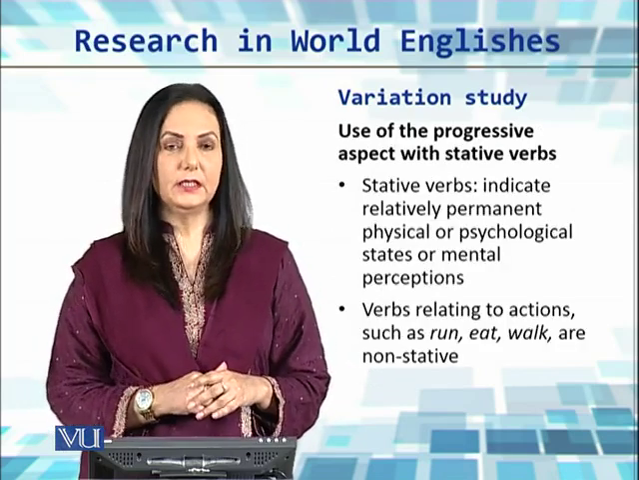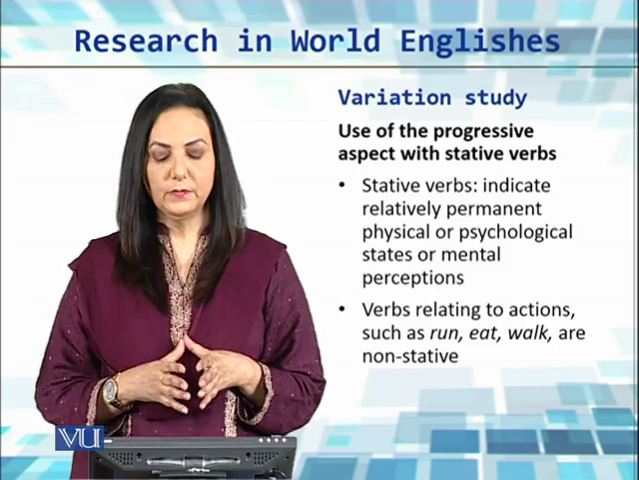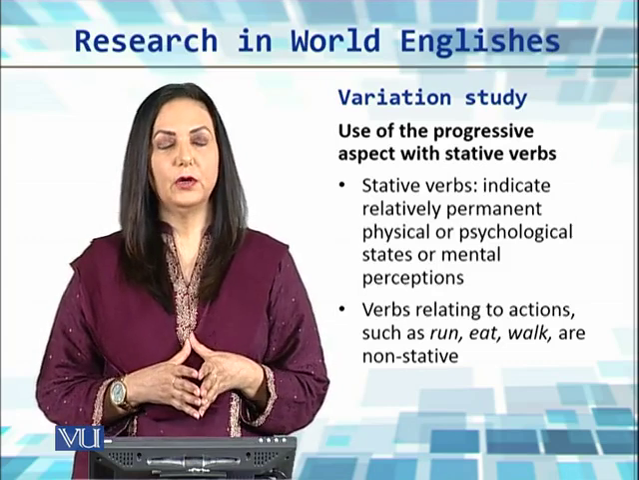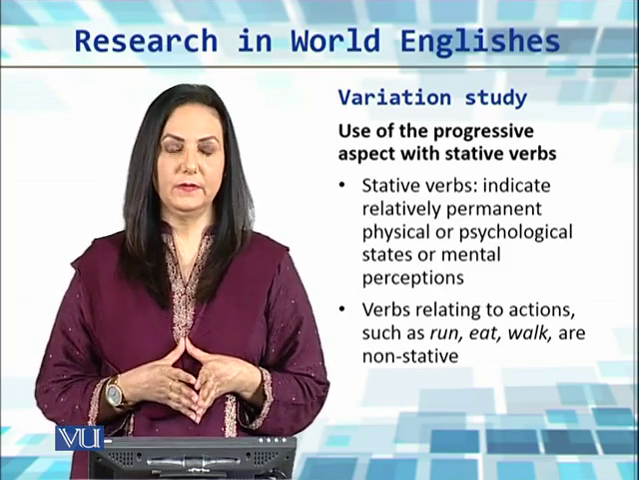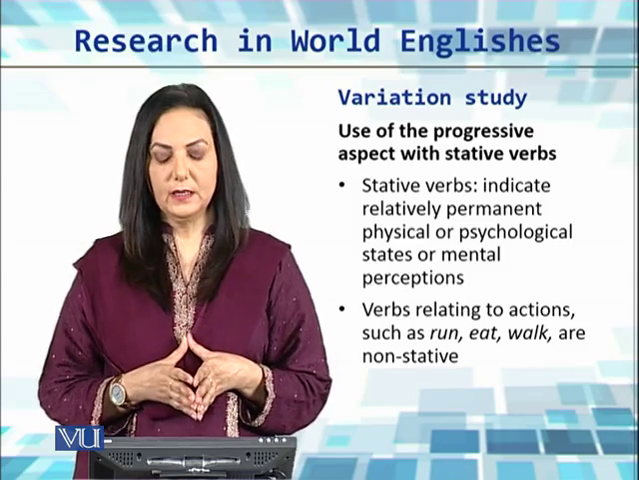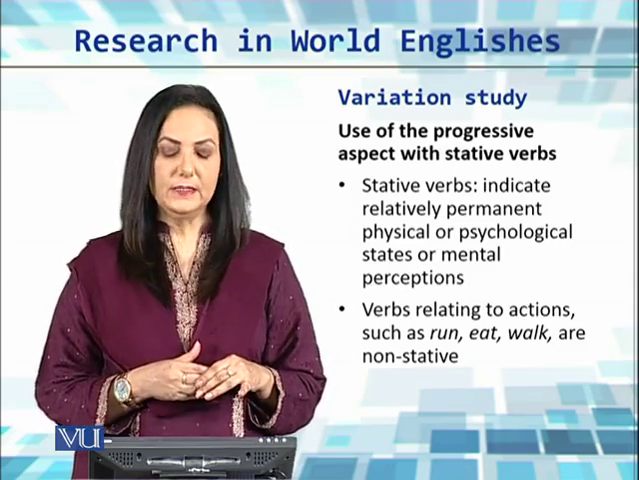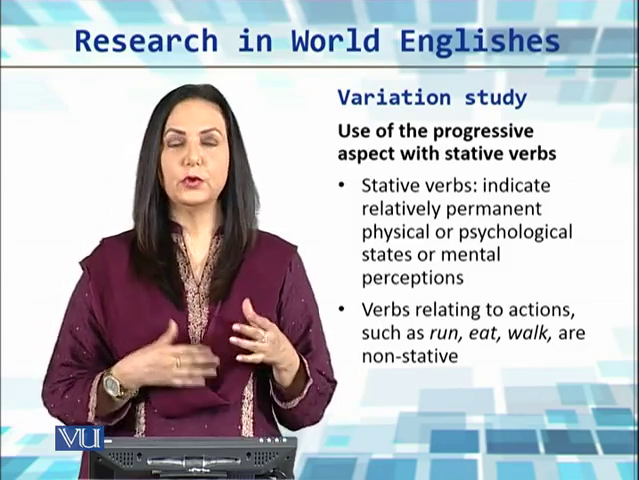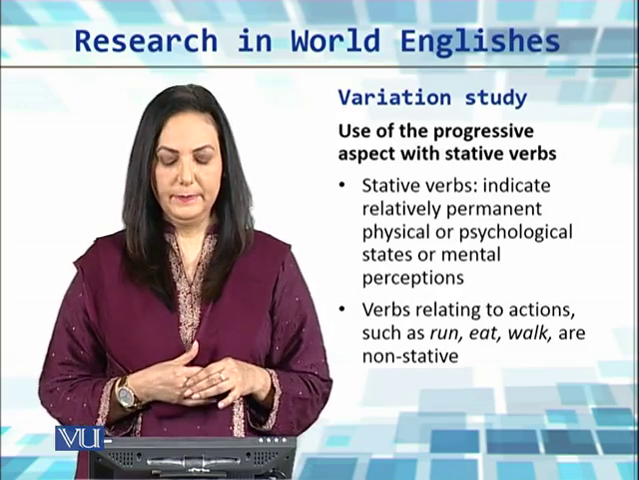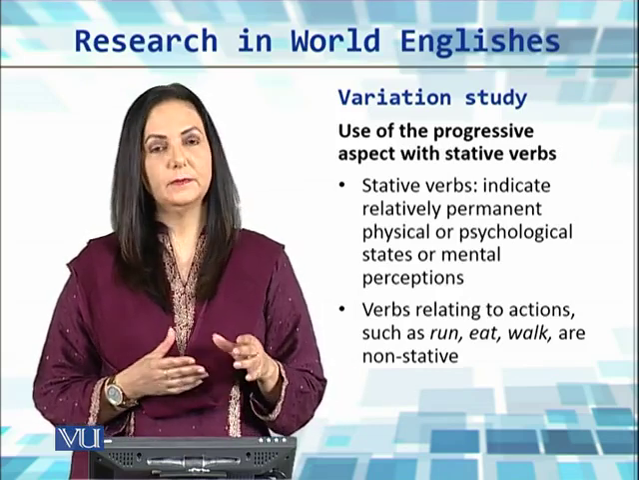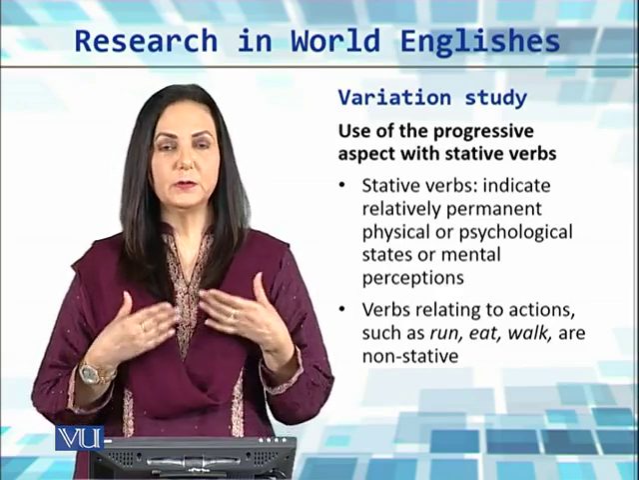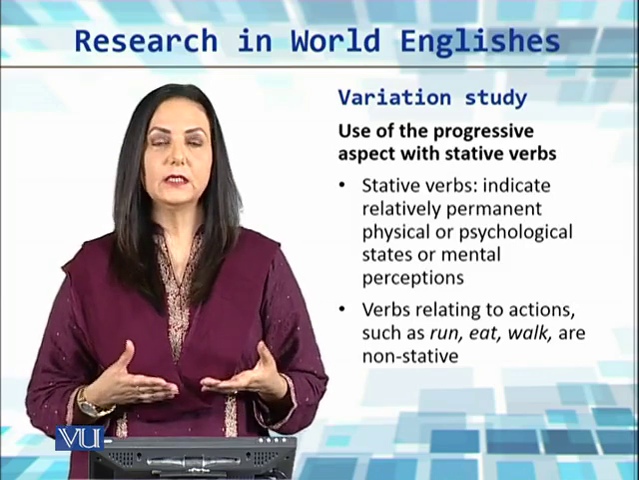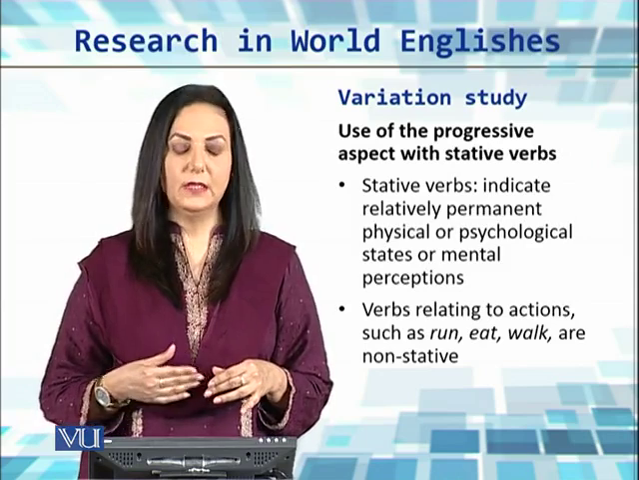Another research finding is that the use of the progressive aspect with stative verbs is a feature of outer circle varieties of English. Stative verbs are verbs which indicate relatively permanent physical or psychological states or mental perceptions. They do not show physical action. For example, they are different from words which involve physical movements like run, eat, walk. All these are non-stative verbs because they involve physical action.